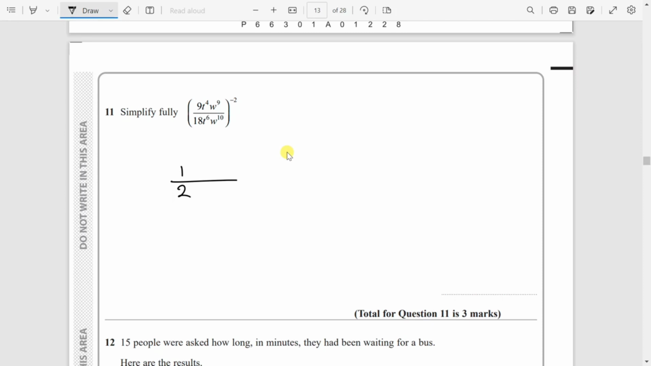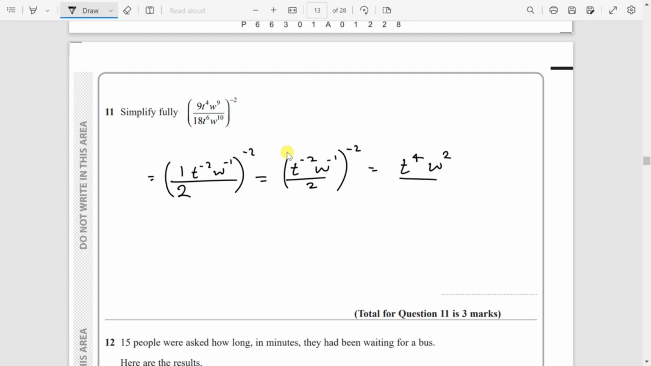What you could do here, and I personally like to do it this way, is top take away bottom. So 4 take away 6 is -2, so it'd be t to the -2. And for the w, 9 take away 10 is -1. To make it look nicer, you can ignore the 1. So it'd be t to the -2, w to the -1 over 2. Let's put this back to the power of -2, to be consistent. Anything to the power of -2, you just times the powers by -2. So t to the -2 times -2 is t to the 4, and -1 times -2 is plus 2.